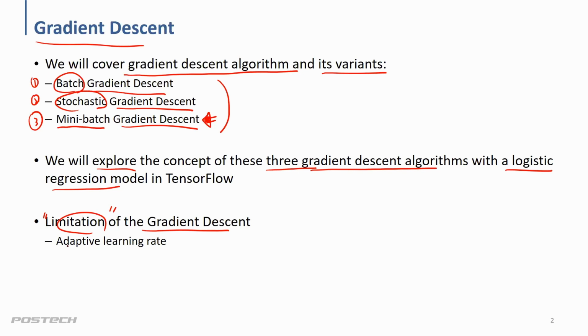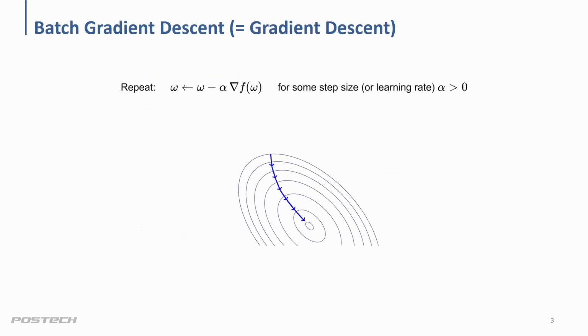And there are smarter ways we can overcome some of the limitations. There are so many, but I pick one of them, which is the adaptive approach. I'm going to discuss and explain what it is. So let's talk about batch gradient descent first.